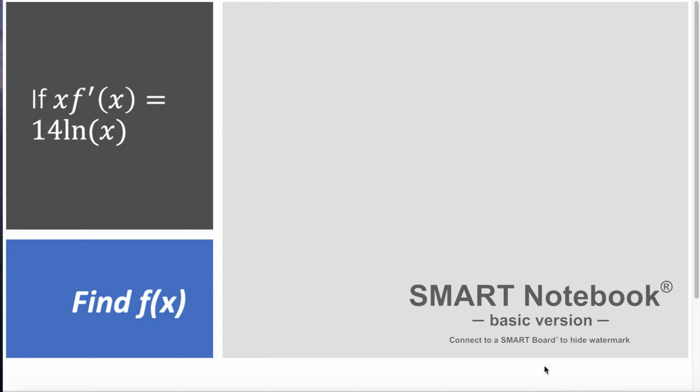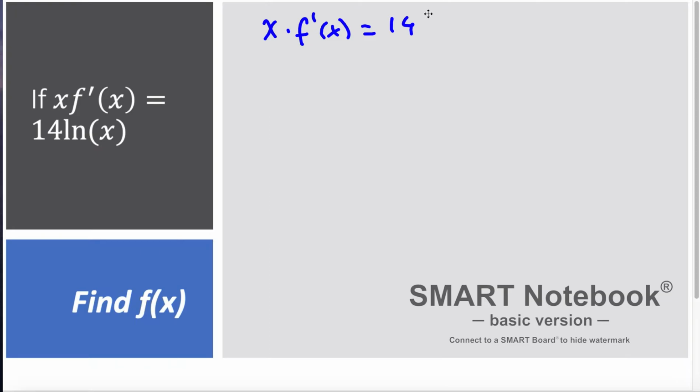Derivative of f of x is equal to 14 ln x. Find f of x. So now let's rewrite this equation here. So let me write x times the derivative of f of x is equal to 14 ln x.